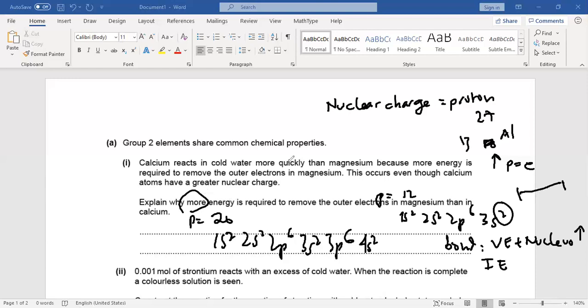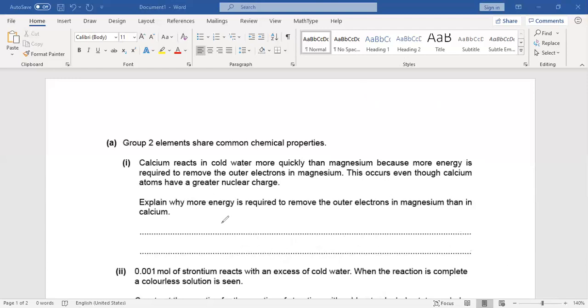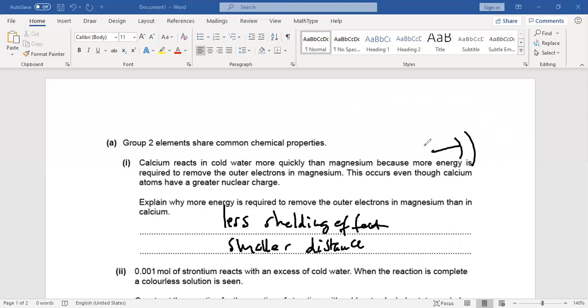So to answer this question, we can say that here, because magnesium has fewer shells, or less shielding effect, and as I mentioned to you earlier, it has a smaller distance. Okay, so smaller distance. So magnesium has fewer shells compared to calcium. Calcium, you have more shells.